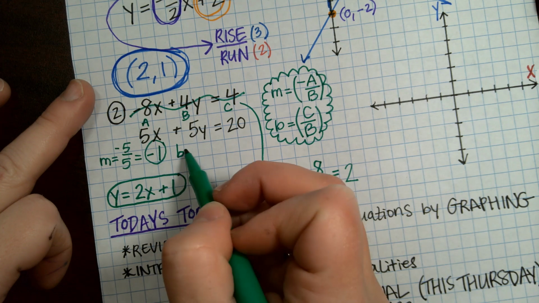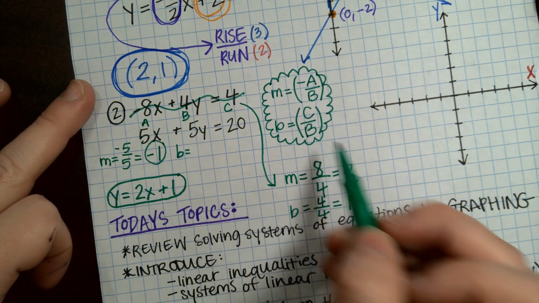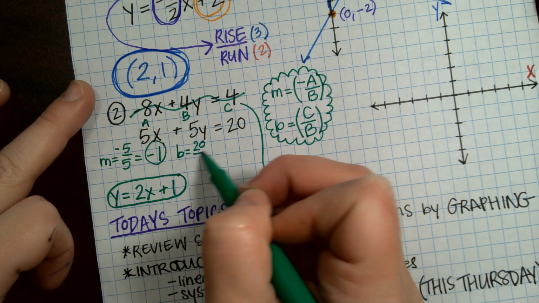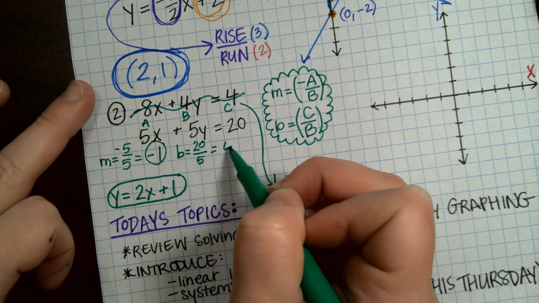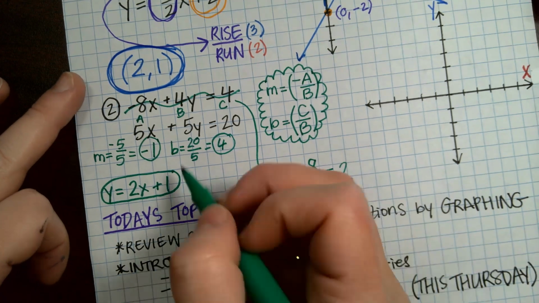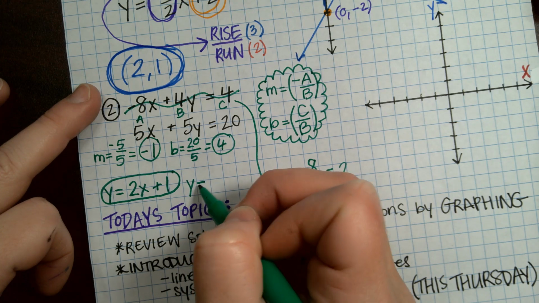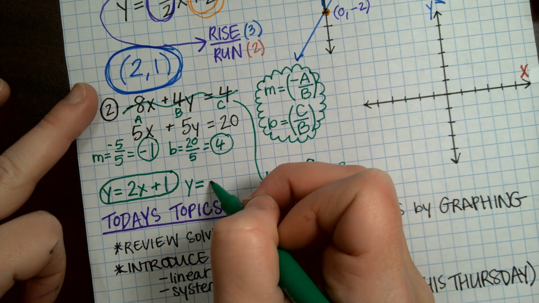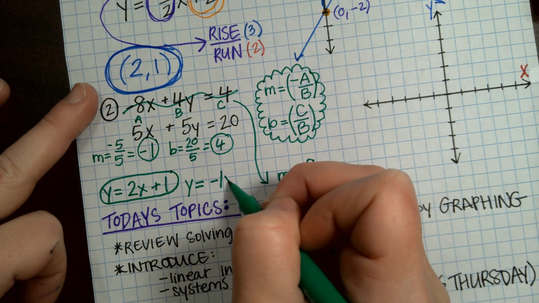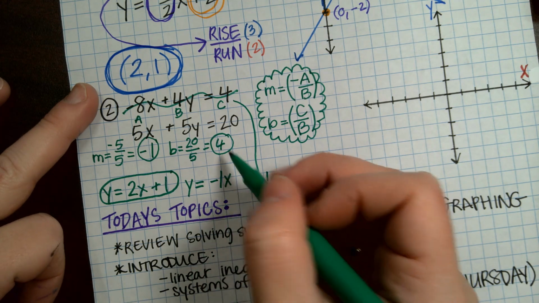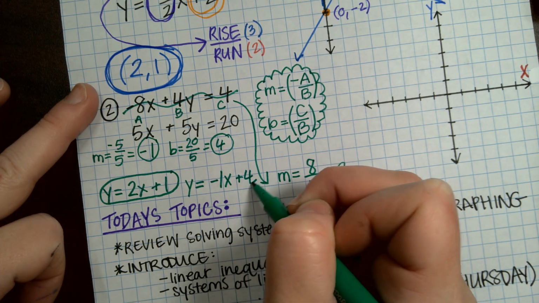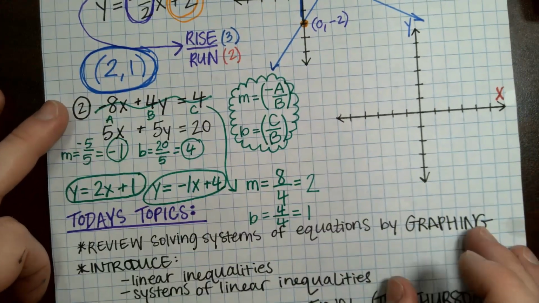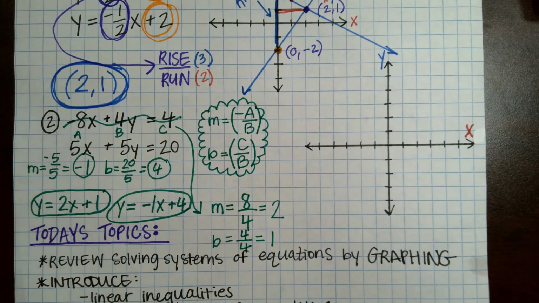And our b, remember we use c over b. 20 over 5, which makes it 4. Good, so let's make our second equation. It'll be y equals negative 1x, or just negative x, plus 4. Okay, now we can graph these, and we'll find our solution.